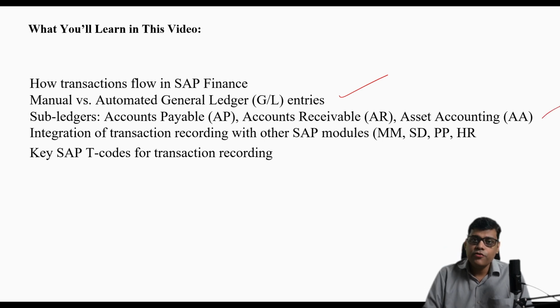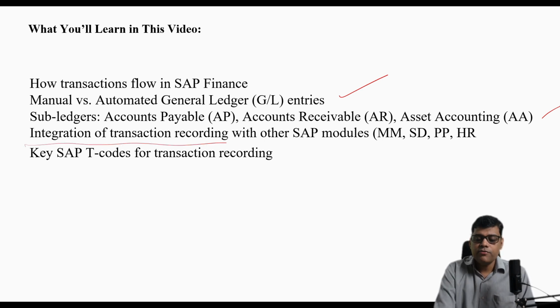Asset is also known as a subledger, so I will show you one posting with an asset. I will show you one posting with accounts payable, meaning a vendor entry, and one customer entry. Also we will see the integration of your transactions.